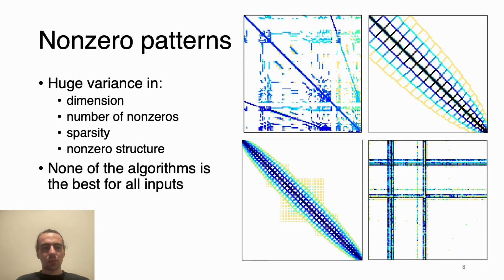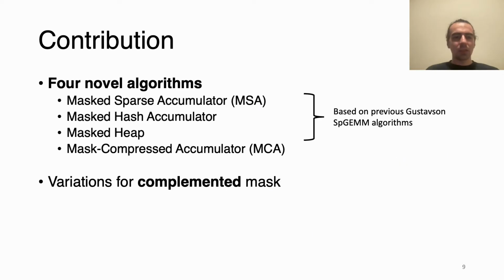Sparse matrices have a lot of different patterns. For example, they have huge variance in dimension, number of non-zeros, sparsity, and non-zero structure. Therefore, none of the algorithms is going to be best for all inputs. In this work, we propose four novel algorithms for masked SpGEMM.